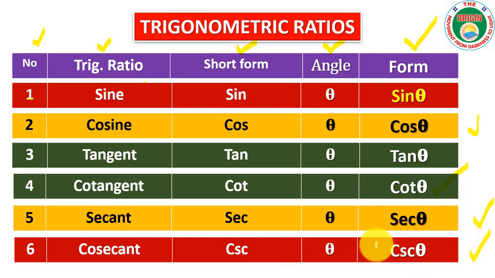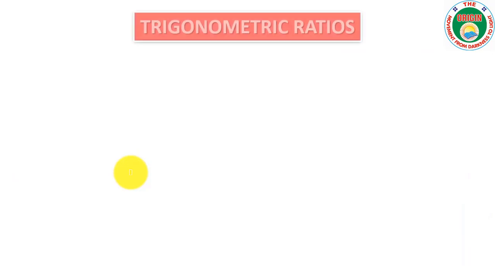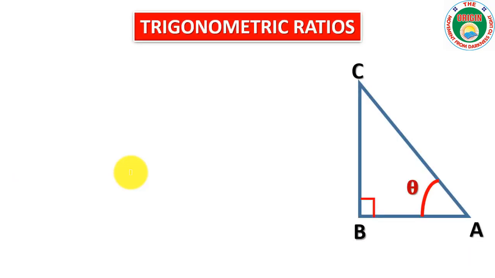CSC theta. If you observe the colors here, the first one and the sixth one are opposite. The first one and the sixth one are reciprocal of each other. The second one and the fifth one are reciprocal. The third one and the fourth one are reciprocal. How are they reciprocal? Let us check here. ABC is a right angle triangle. This is the opposite side. Remember the point, very important. This is the adjacent and this is the hypotenuse.